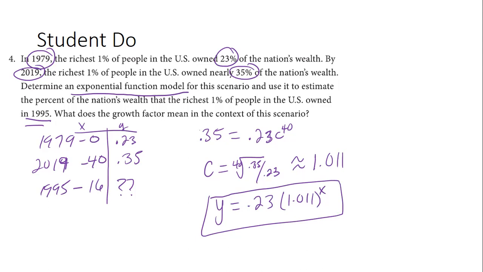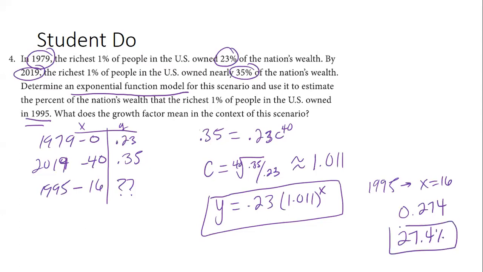1995. Yeah. And what do we get? It'll be to the power of 16, right? So for 1995, x equals 16, and we get 0.274, which is what in percentage? 27.4%. 27.4% of the population.